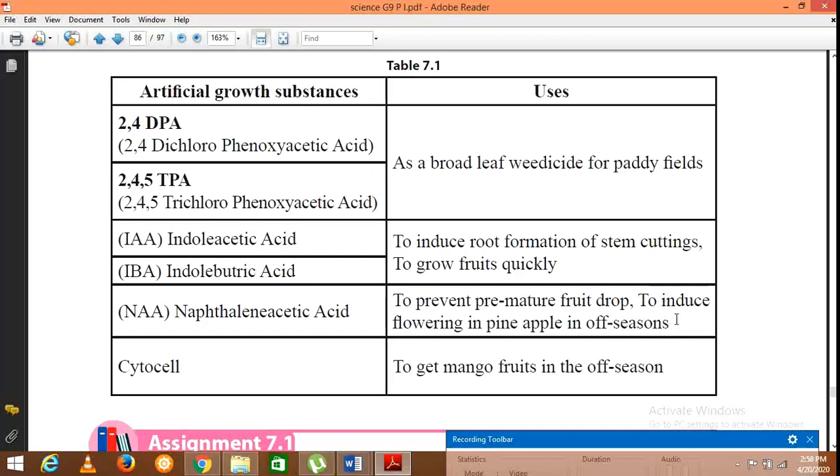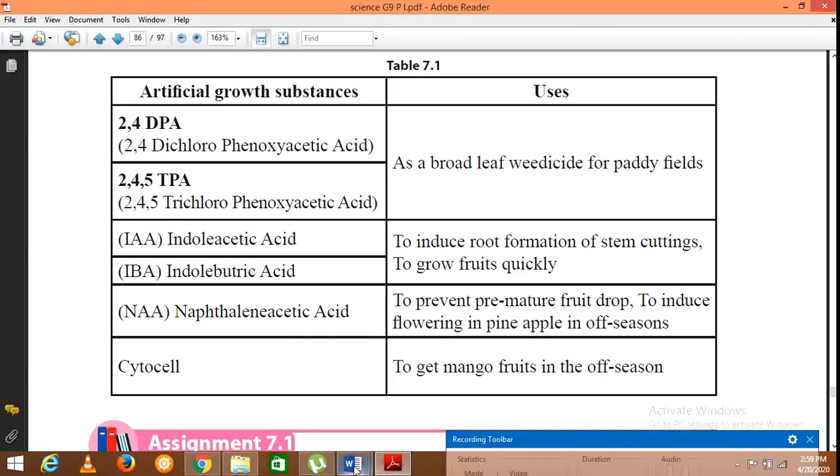So in the off season also, when we need to produce pineapples, we can use certain growth substances. Here this NAA or naphthalene acetic acid induces the flowering of pineapple in off seasons. Only during the season will they produce flowers. In the off season, the flowering of pineapple is induced by NAA. And cytosol is used to get mango fruits in the off season. Here fruits are obtained in the off season by using cytosol.